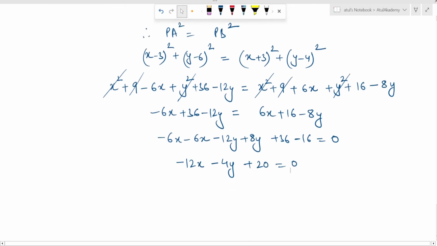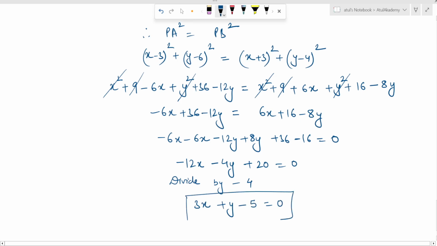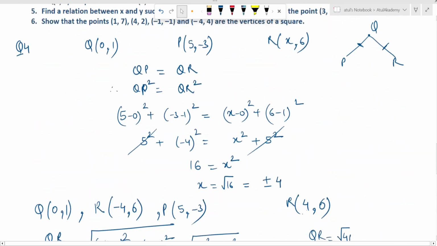I can divide the whole equation by minus 4. So divide by minus 4. When I divide by minus 4, it will be 3x plus y minus 5 equals 0. This is the relationship that we found between x and y. I hope it's clear. Let's move to the last question.